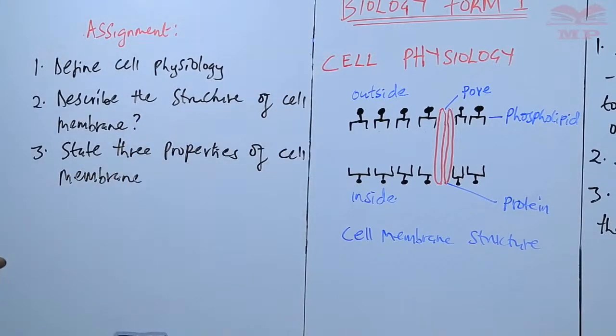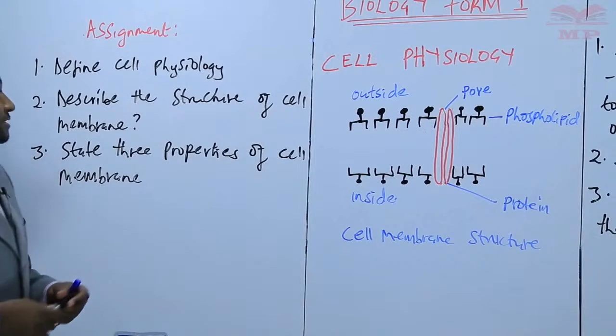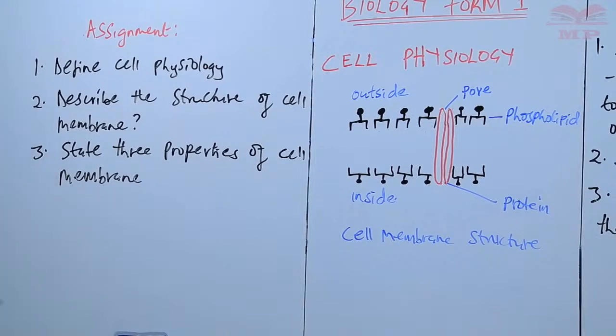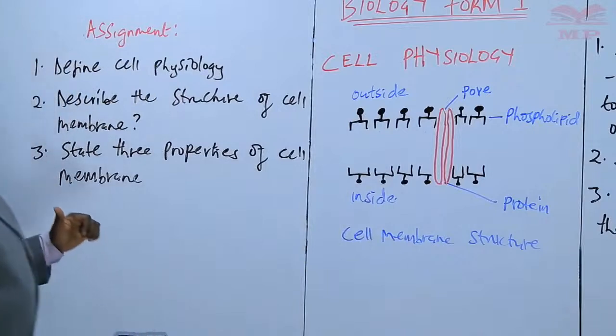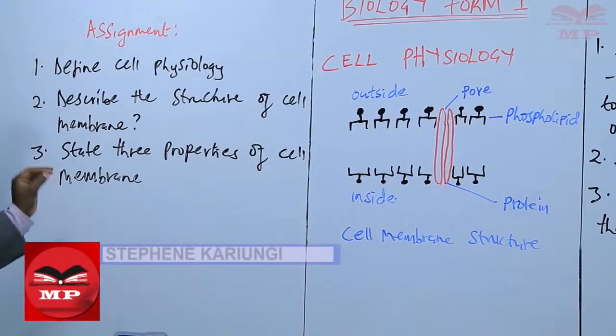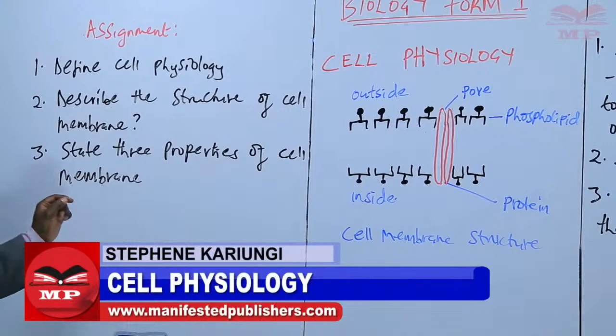So the first question, define the term cell physiology as we have learnt it. 2, describe the structure of the cell membrane. And then number 3, state 3 properties of the cell membrane.